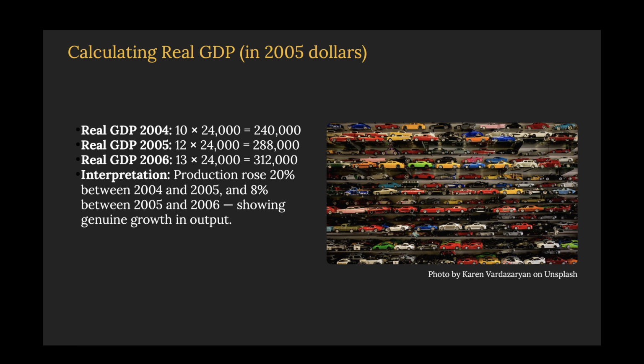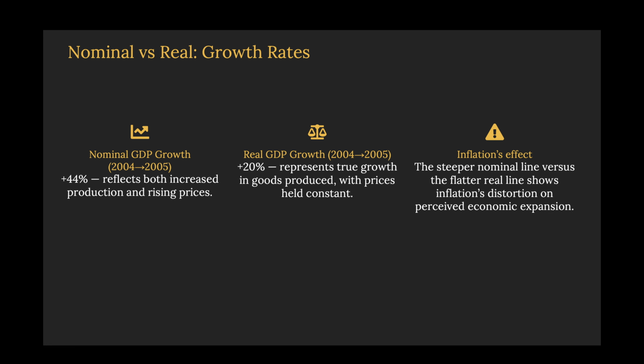Now let's check the growth rates. From 2004 to 2005, real GDP goes from 240,000 to 288,000. That's a 20% increase. From 2005 to 2006, it goes from 288,000 to 312,000. About an 8% increase. Compare that to nominal GDP's 44% and 16%. Real GDP gives a much calmer, more realistic picture of how production is changing.